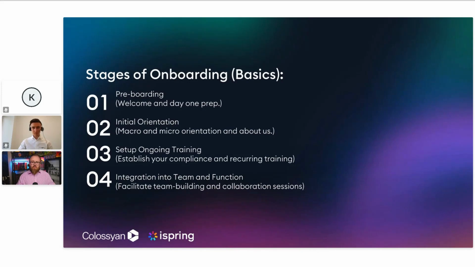Basically, what does the business do? What does the office do? What does the team do? What do you do? And that then applies to what you do, how you do it, the systems that you use, all those cool things. That's where you start talking about values and how we do things here. Third, you've got your setup of ongoing training.